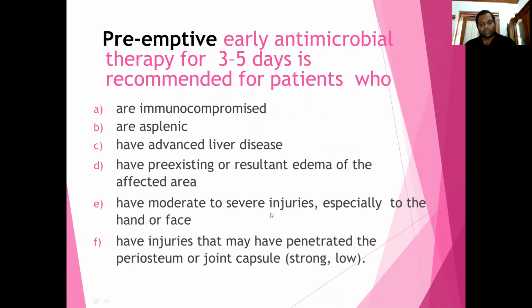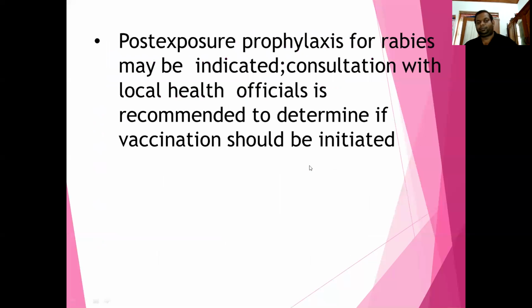Also those with moderate to severe injuries, especially to the hand or face, where there is high blood supply in the area, and injuries that may penetrate the periosteum or joint capsule, which are more prone to develop osteomyelitis or septic arthritis. Post-exposure prophylaxis for rabies may be indicated. It depends, but we have to always think about it.